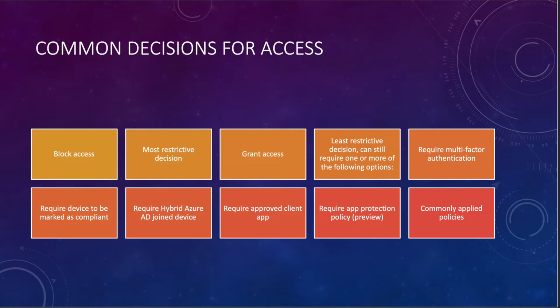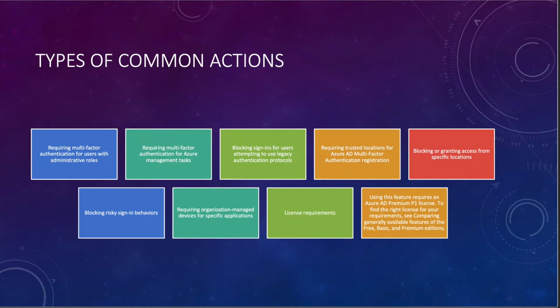Right? Require hybrid Azure AD joined device. Require approved client app, so an approved VPN or if you approved something else to connect through. Require app protection policies, and then other commonly applied policies along the way. So all these things can help define how that policy is going to get arranged and what that conditional access is going to look like. Remember our zero trust model. We trust no one, and this just helps enforce that zero trust model along the way as you go through.